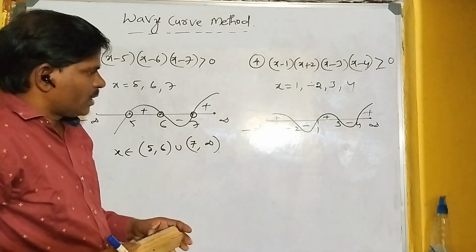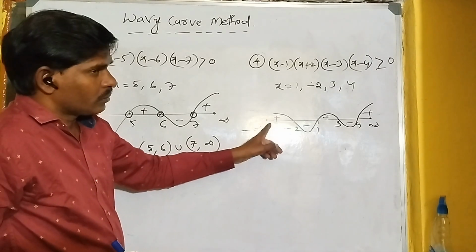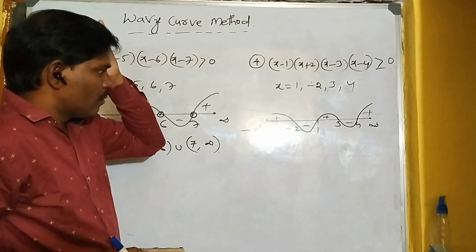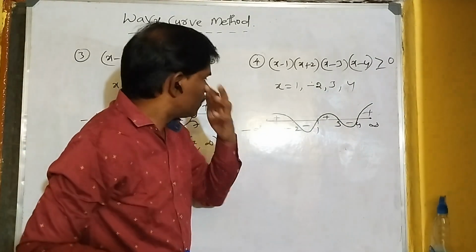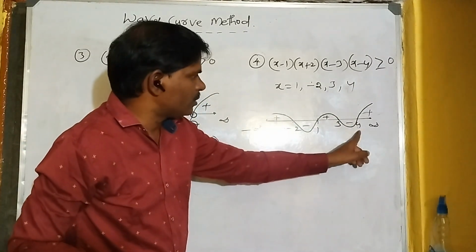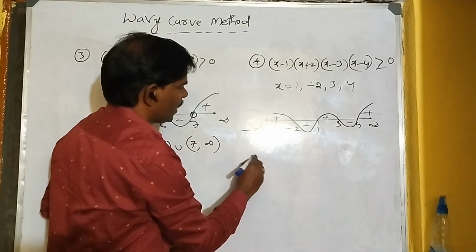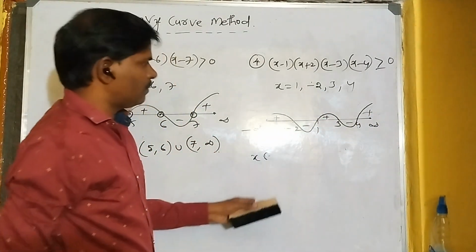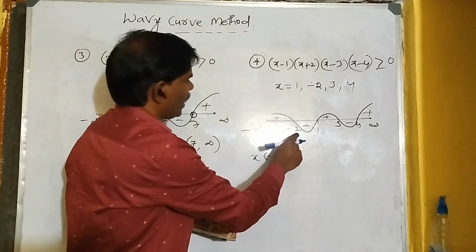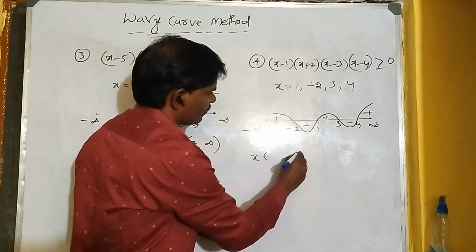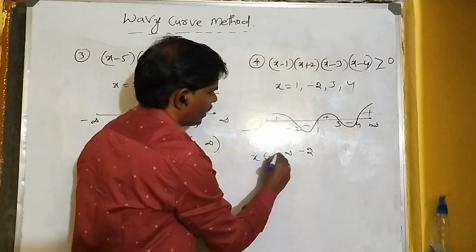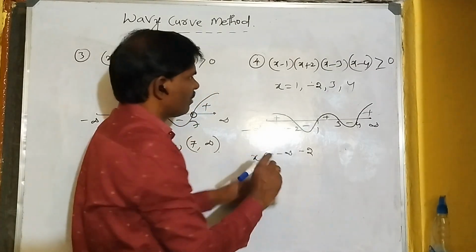What is the positive value? Positive part. Only positive part. Okay. Positive part is this is also upside, means positive value. This is also positive value. Okay, right here. What is the answer here? X belongs to minus 2 to minus infinity. Open interval or closed interval?